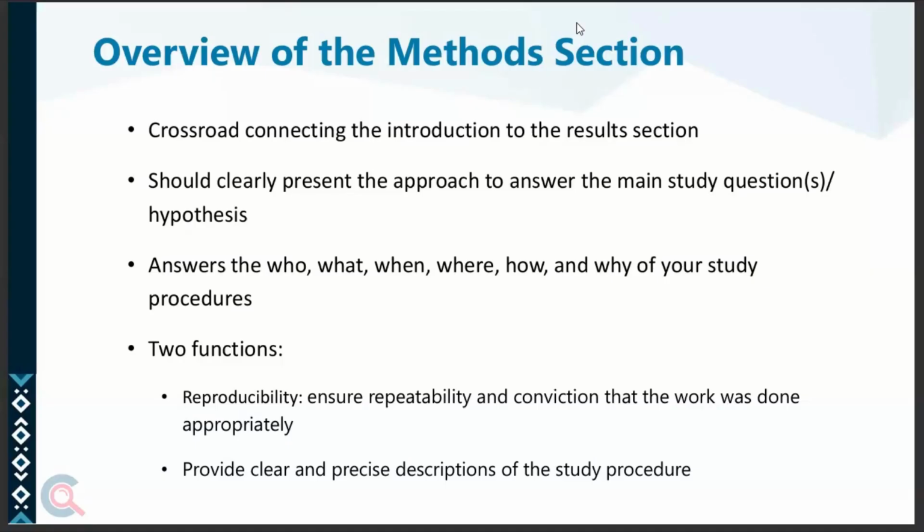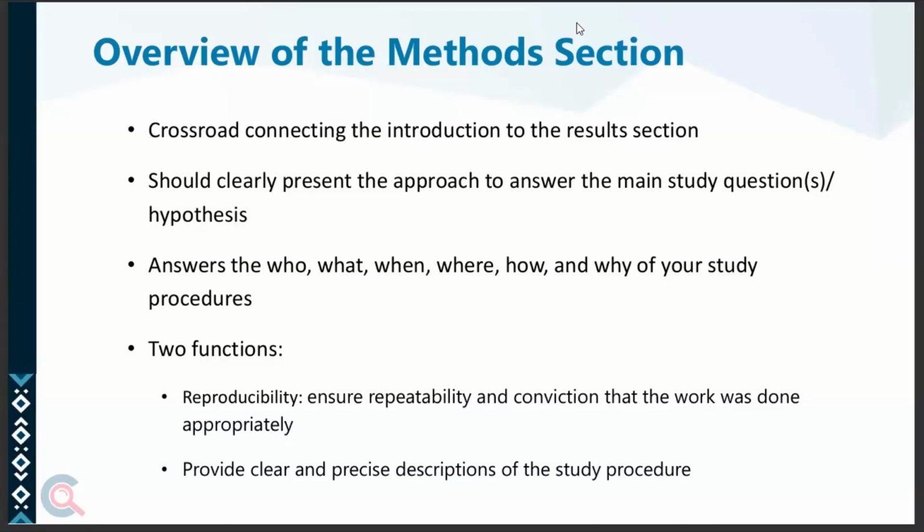The what: what was studied, what data was collected, what procedures were carried out. The when was the study carried out, where was the study carried out, how was the study procedure conducted, and why were those procedures employed.